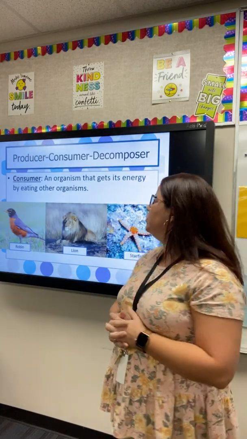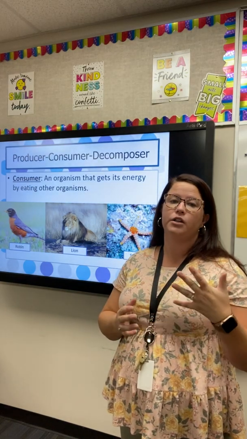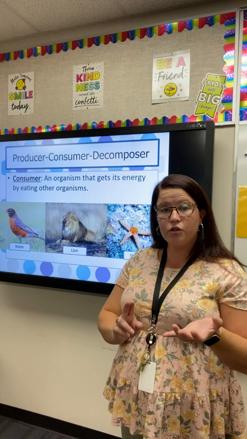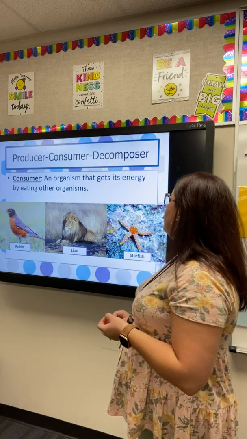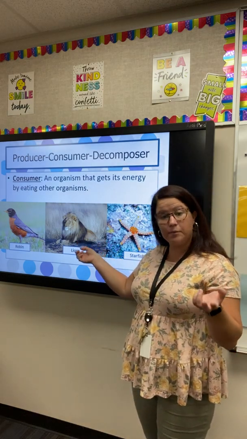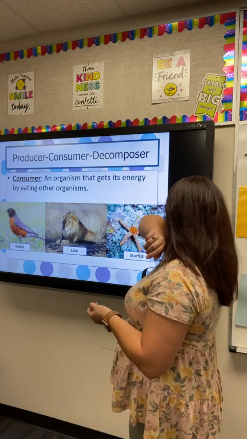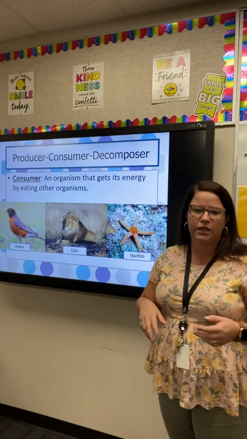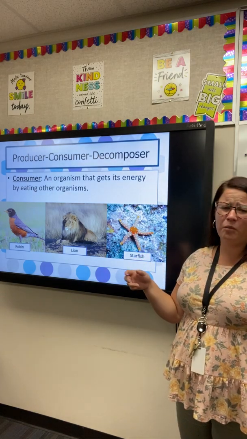So a consumer is an organism that eats other things for energy. A consumer could eat producers, a consumer could eat another consumer, but it is something that eats something else to get its energy. For example, a lion might eat a zebra to get its energy, or a robin might eat a worm to get its energy. Starfish eat algae, or other fish.